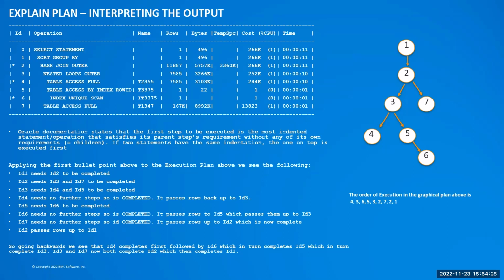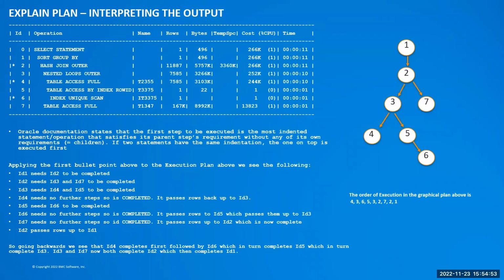Because 4 gets executed first only because even though 4 and 5 are at the same indentation level, 5 has a child, number 6. 4 is the first one that is the most indented that doesn't have its own child. So 4 gets executed first, passes it up back to 3. 3 goes back down to 5. 5 needs 6 to be completed.